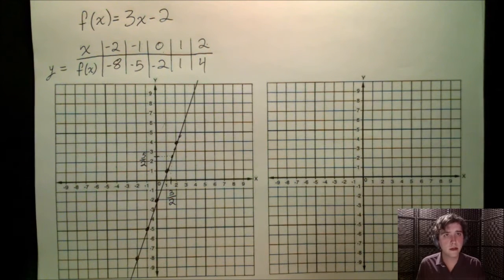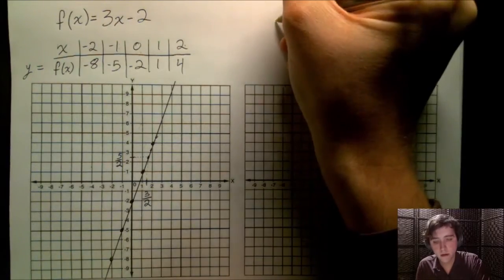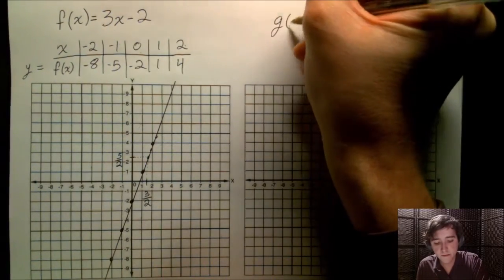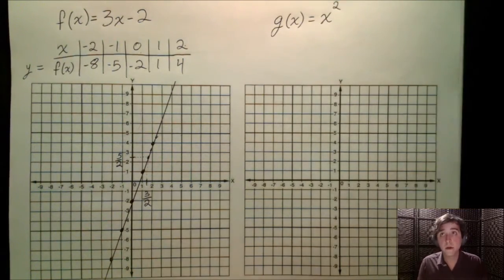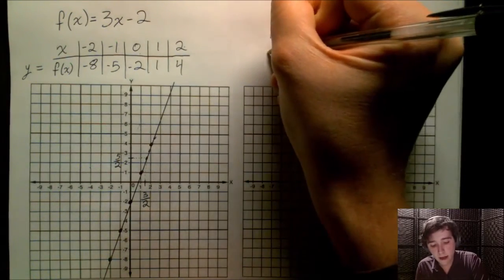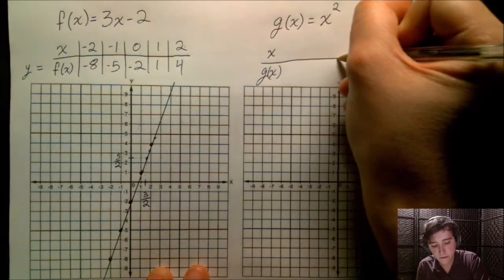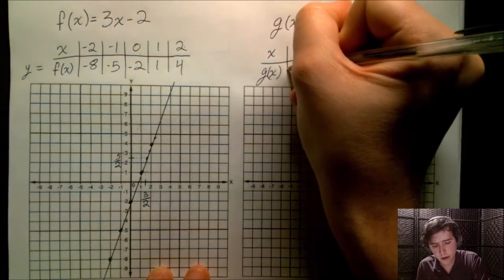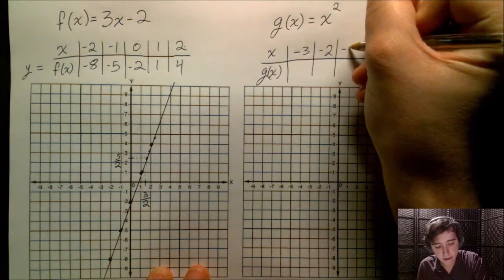Okay, we're going to try another function that is maybe a little bit more interesting. So we're going to call this function g, and g of x is going to be x squared, or x to the second power. Okay, and so I'm going to make another table for our inputs and our outputs. And I'm going to use a few more numbers this time. I'm going to go from -3 all the way up to 3.